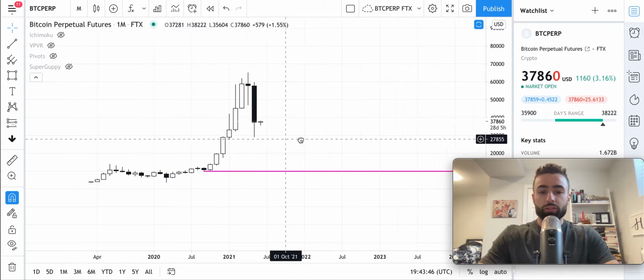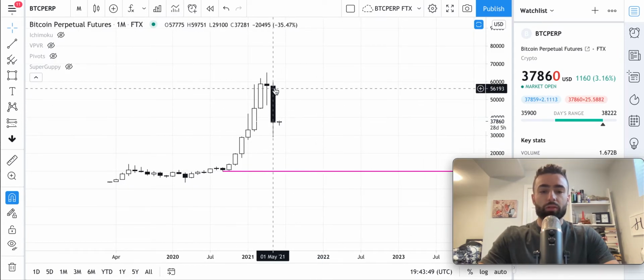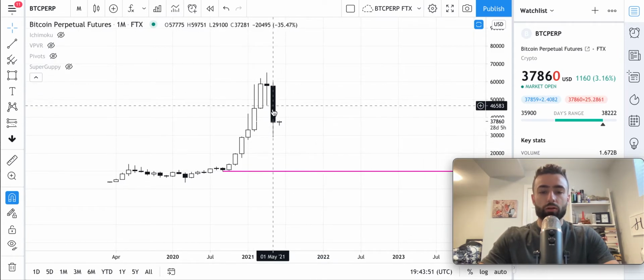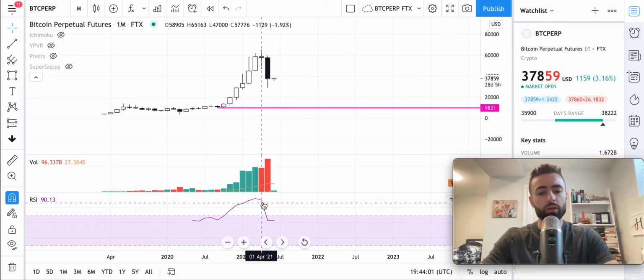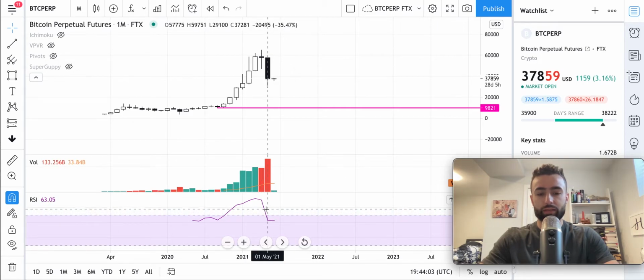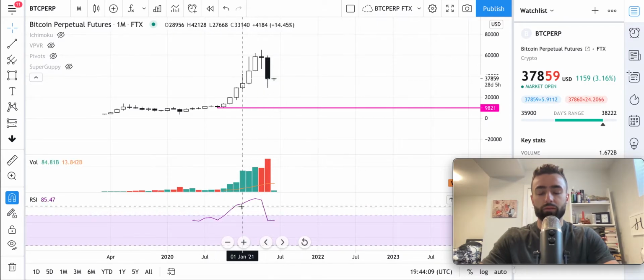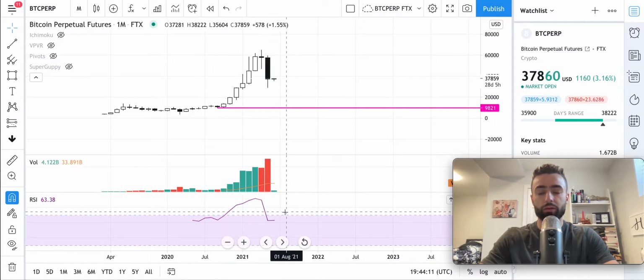monthly. So the monthly candle last month was pretty bearish with a pretty long body bearish candlestick here with a lot of selling. You can see that with the volume here, increase in bear volume from April to May. The RSI has now dipped down to 63, so back below the oversold area of the RSI, which is this white zone here.